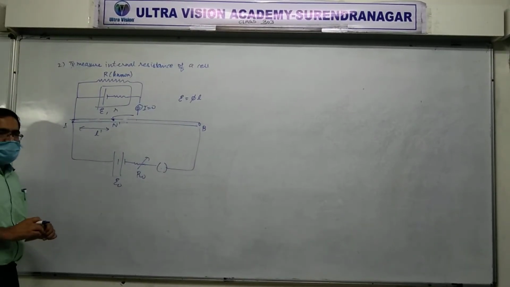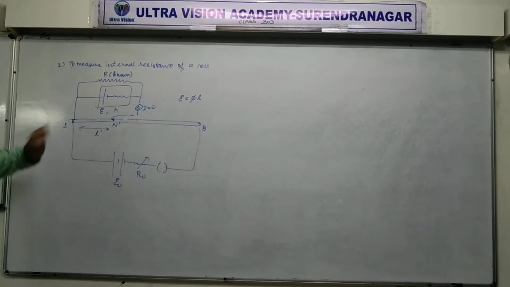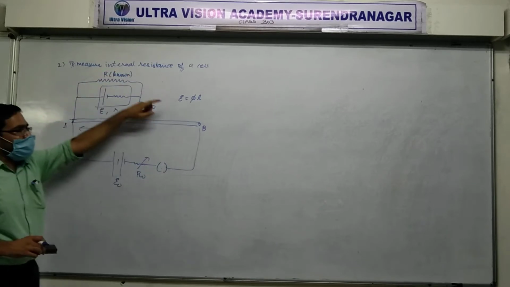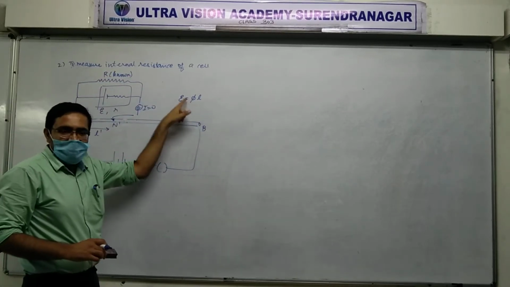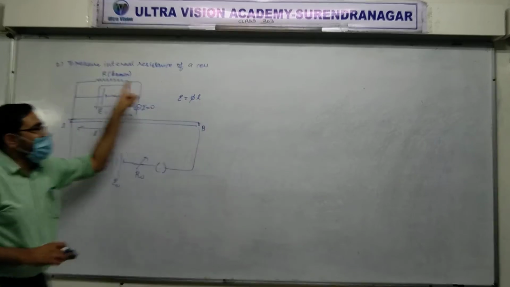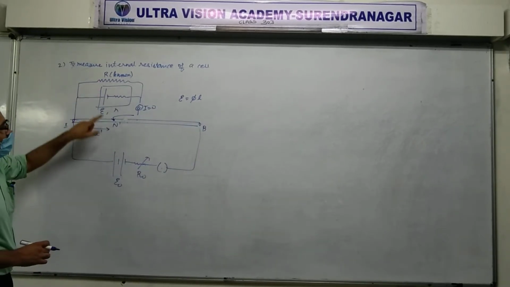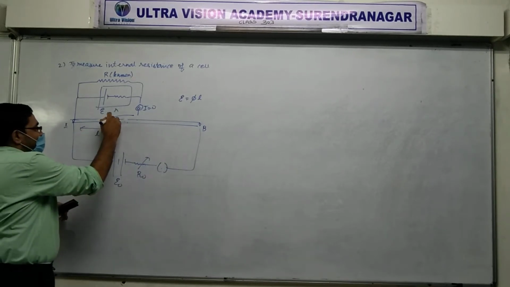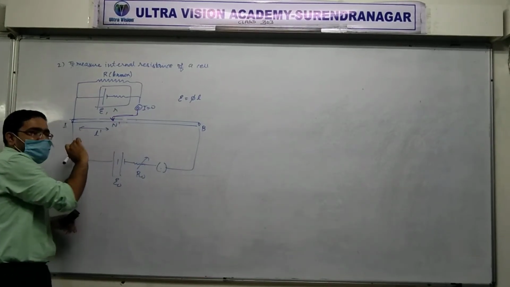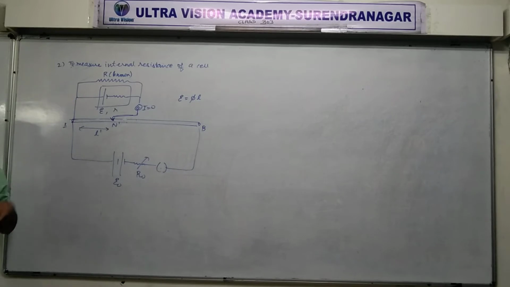Have you understood what I have told? Before connecting this resistor, the null point was at length L, and epsilon was equal to phi L. Now after connecting this resistor, which is known, the null point has changed. It has shifted to this point N dash. What is the distance of that point from A? l. Clear or not clear? Everyone got there?